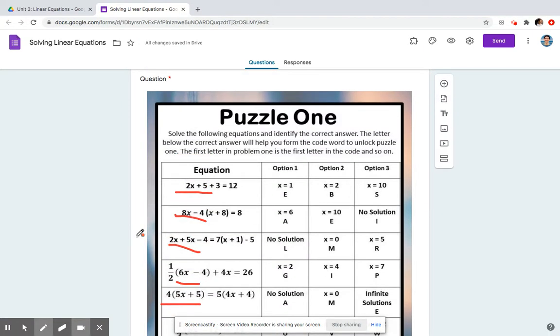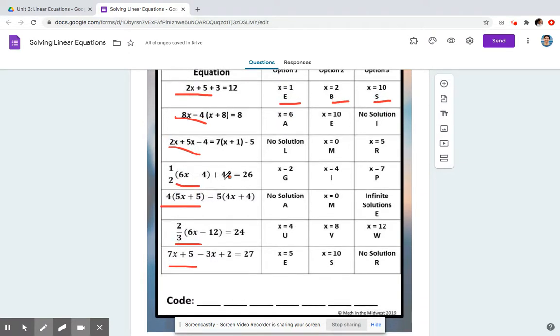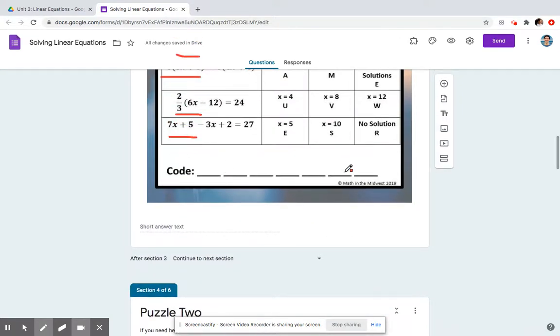All right. The letter below the correct answer, so E, B, or S, will help you form the code word to unlock puzzle 1. The first letter of problem 1 is the first letter in the code, and so on. So the first letter will be here, second letter, third letter, fourth letter, up to the seventh letter in a row, okay? Solve them, and you will find the code. Once you have the code, you can type it in the box here, and you will move on to the next level.